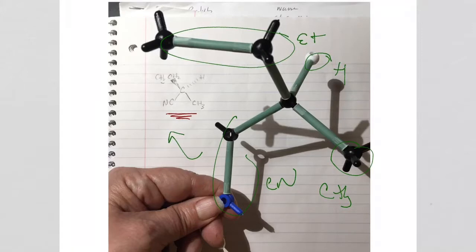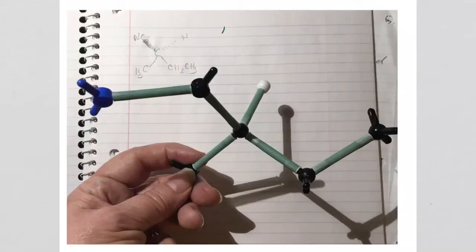So the student had drawn the molecule in this way, where the CN is coming out at you, and the student's question was, is this the same compound? And the answer is yes, it is exactly the same compound. It's just drawn in a slightly different orientation. This model that I have in my hand is exactly the same model.